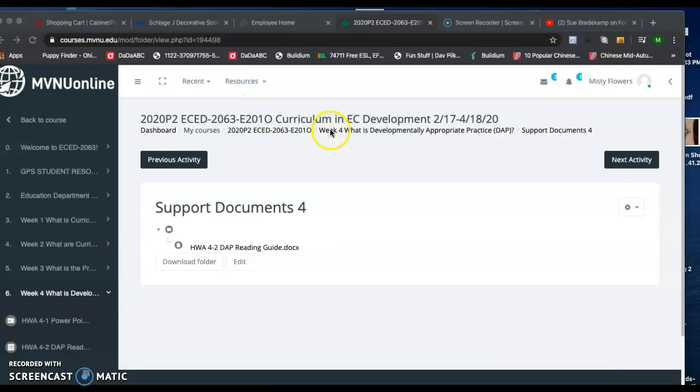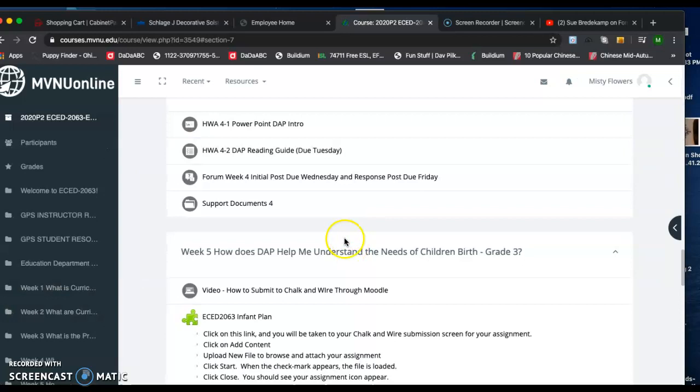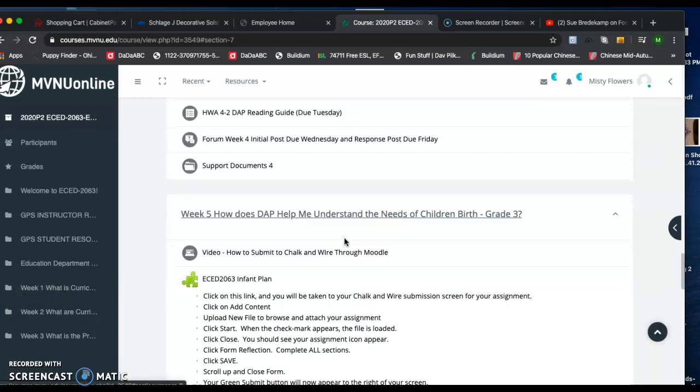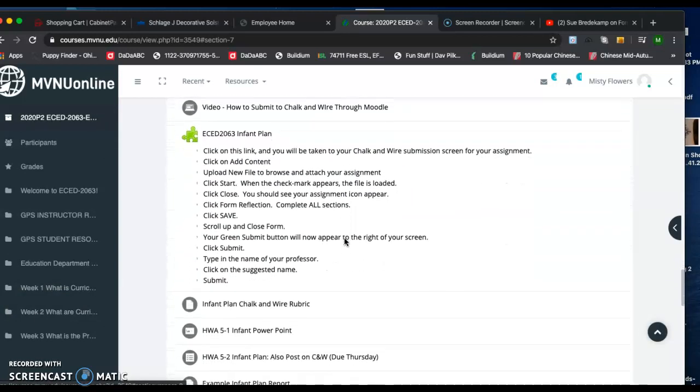All of this is leading up to your infant plan, which is due week 5, that you will be posting not only on Moodle, but also on Chalk and Wire.